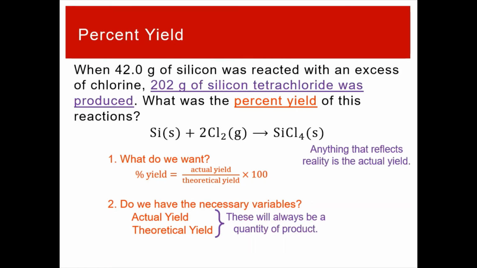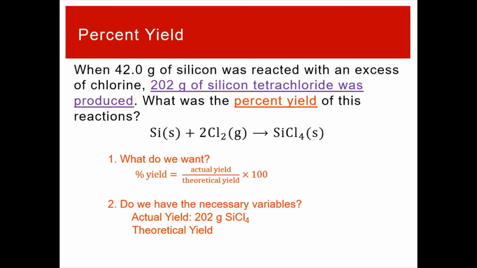We are told 202 grams of silicon tetrachloride was produced. That language, was produced, means it actually happened. So that is an actual yield. That value we can plug in as the top part right here, right? That tells us right away, boom, we've got our actual yield. Well, what about the theoretical yield?